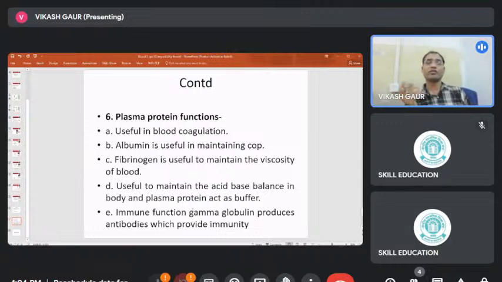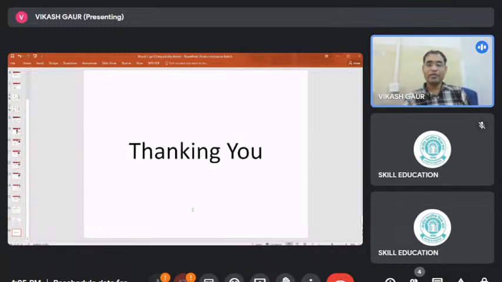I already told you about the buffer. Blood can work as a buffer, and it can manage acid-base balance, either acidic pH of blood or basic pH of blood. Plasma proteins can manage acid-base imbalance. Immune function: gamma globulin produces antibodies which provide immunity. So these plasma proteins also help provide immunity.